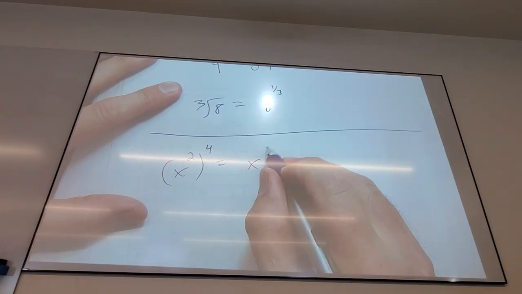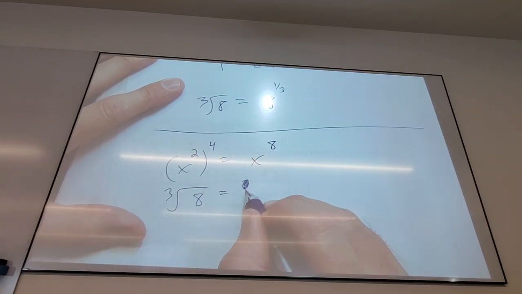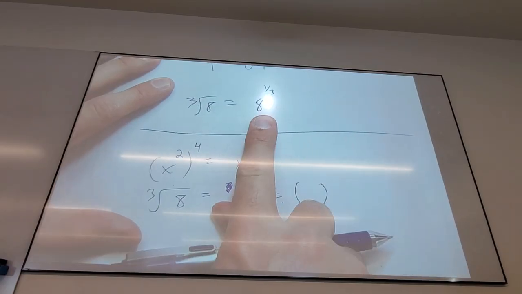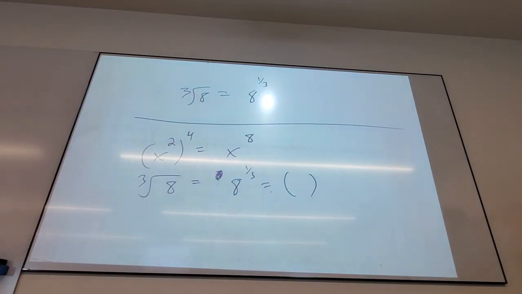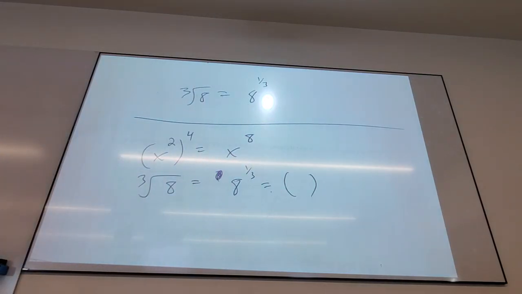Therefore, if I have the cube root of 8, does everybody agree I can write that as 8 to the 1/3? If you don't, it's silly because it's right there. Can somebody rewrite 8? 8 is 2 to the what power? 8 is 2 to the 3rd power. We're just playing with this right now, okay?